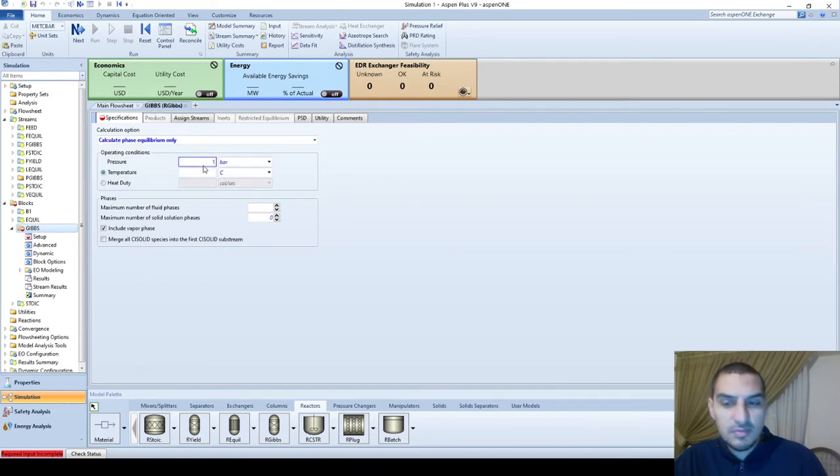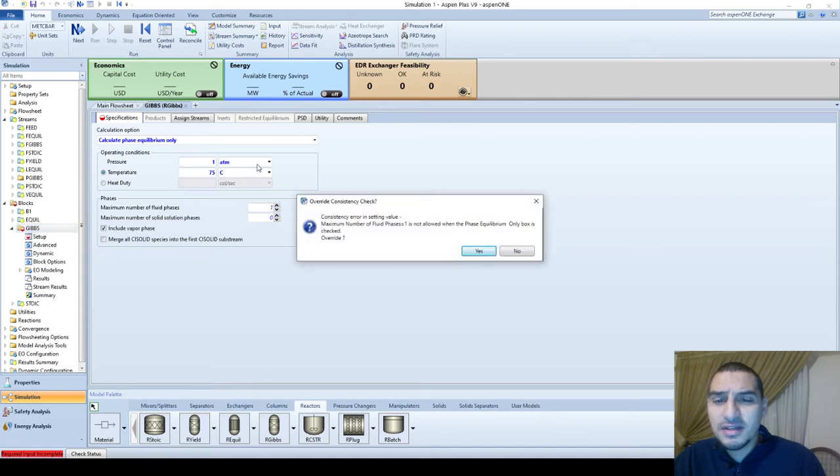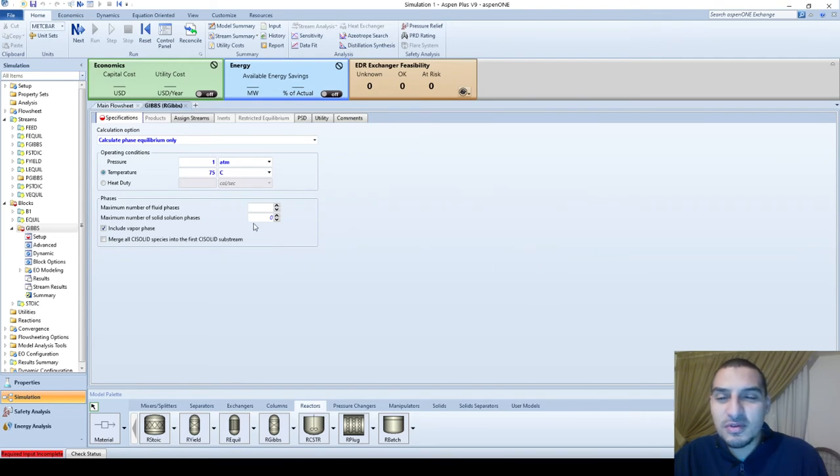You specify the pressure of 1 atmosphere and the output temperature of 75 degrees Celsius. And you can define the number of fluid phases. I can put it 1. But if you put it 1, it's going to give you a consistency error, because there is no way you can do phase equilibrium if you have only one phase. You have to have more than one phase to do equilibrium. So minimum you have to have 2 phases.